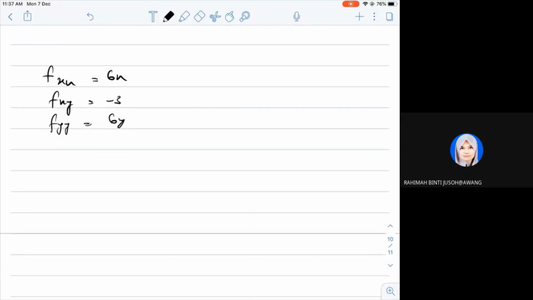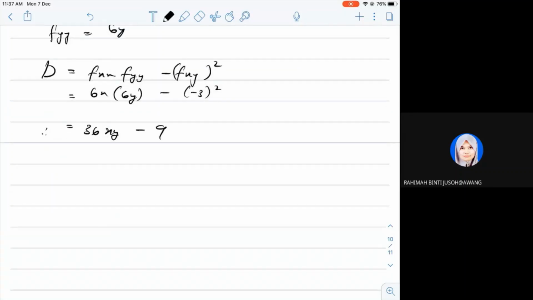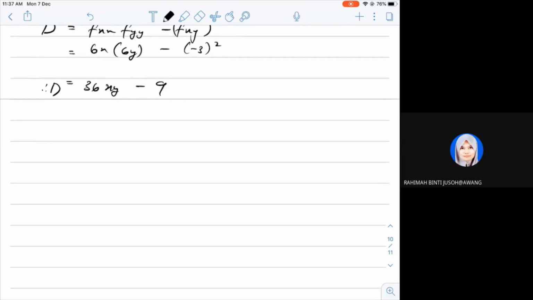Okay, so now calculate your d. We have fxx multiplied by fyy minus fxy squared. So we will have 6x multiplied by 6y minus negative 3 squared. So we will have 36xy minus 9. This is your d. We have only two critical points from earlier.